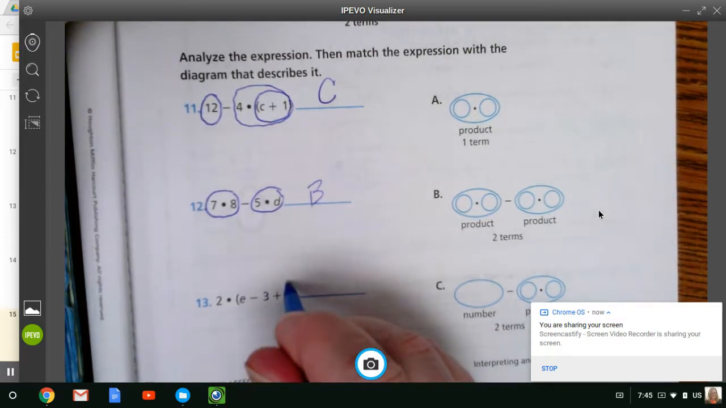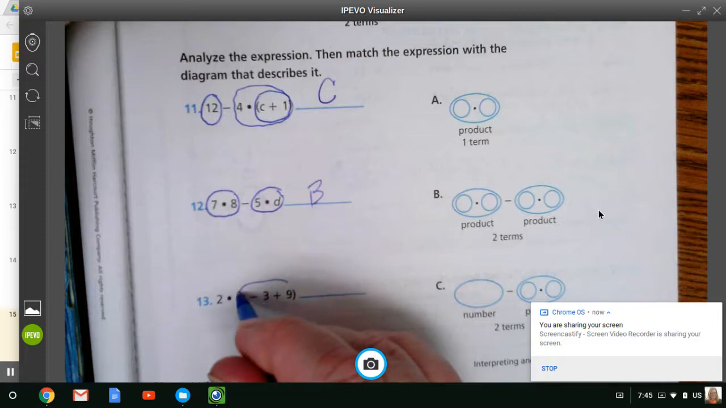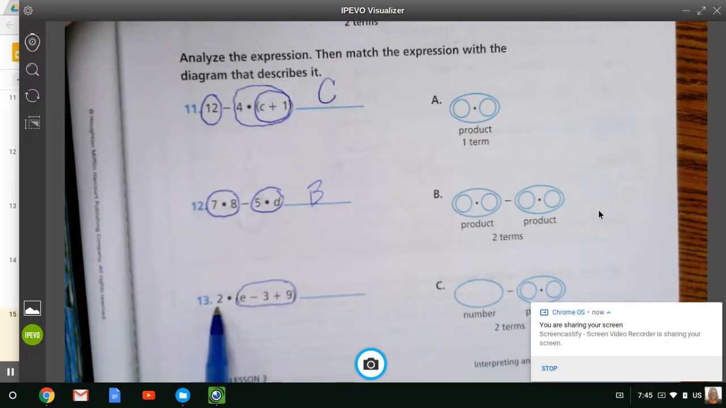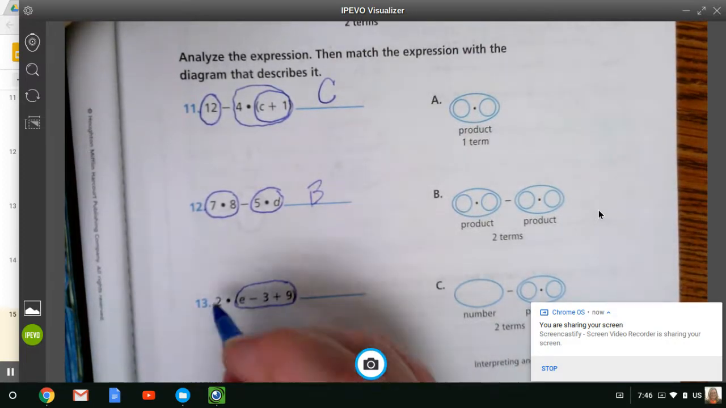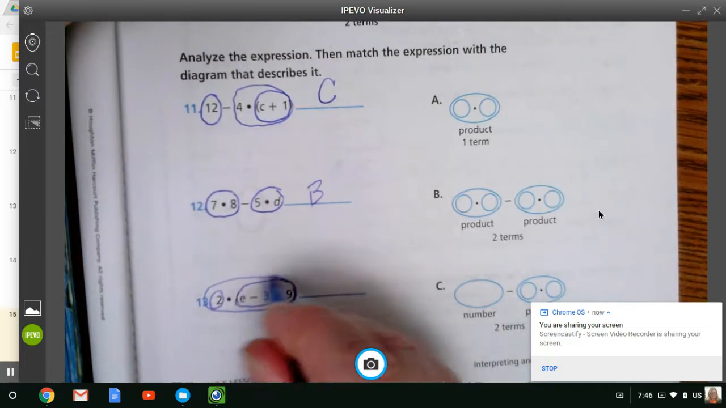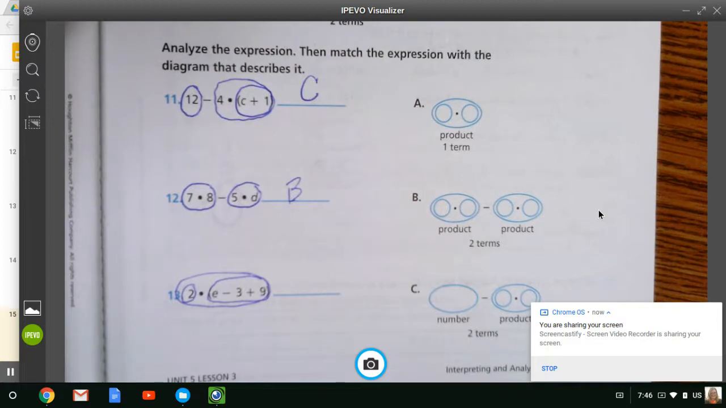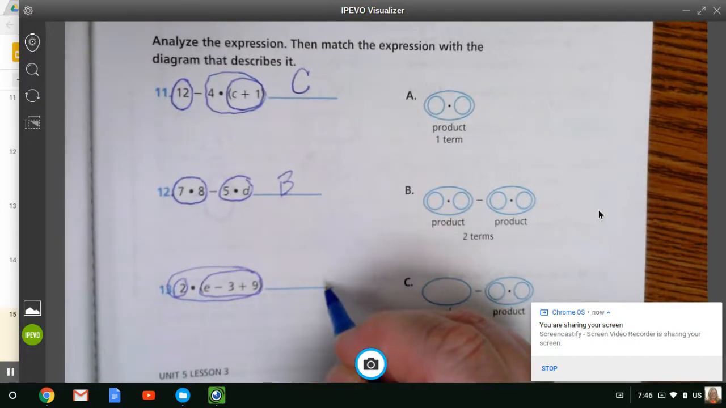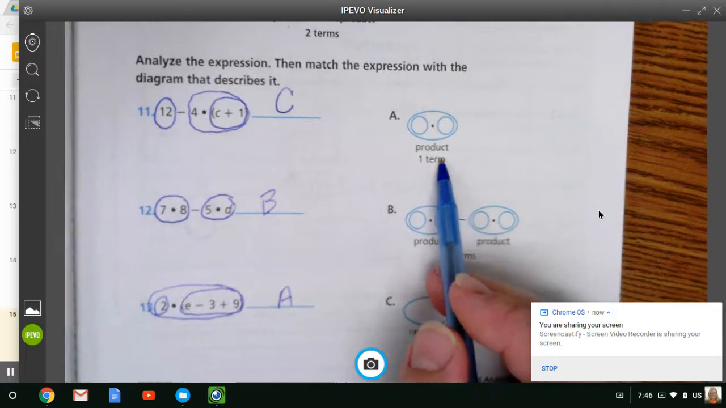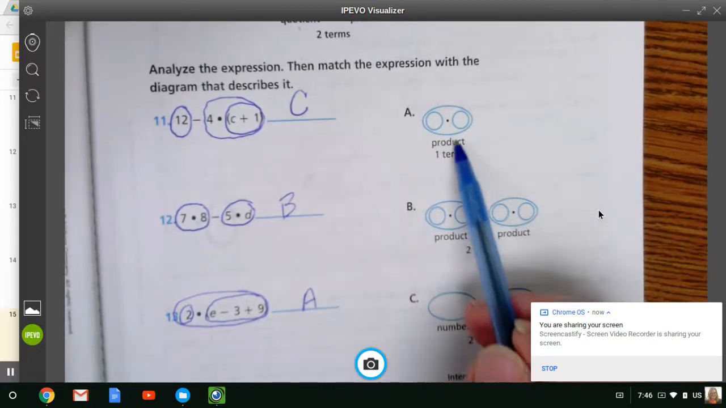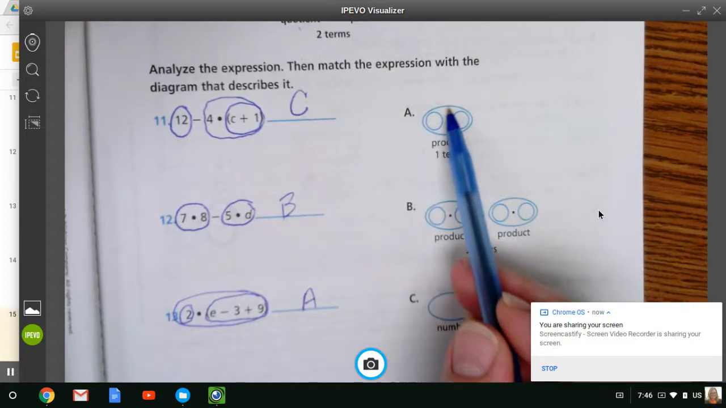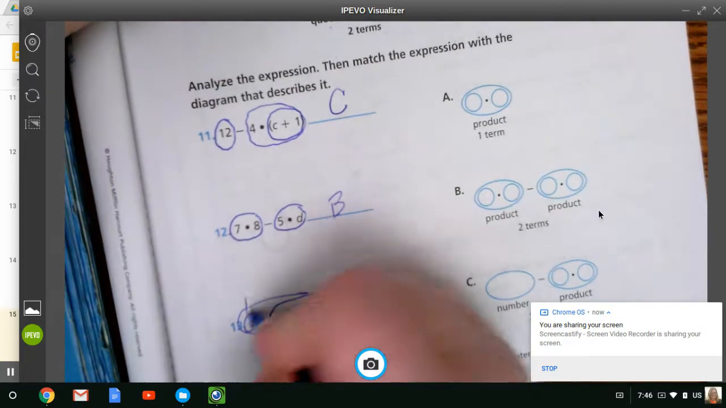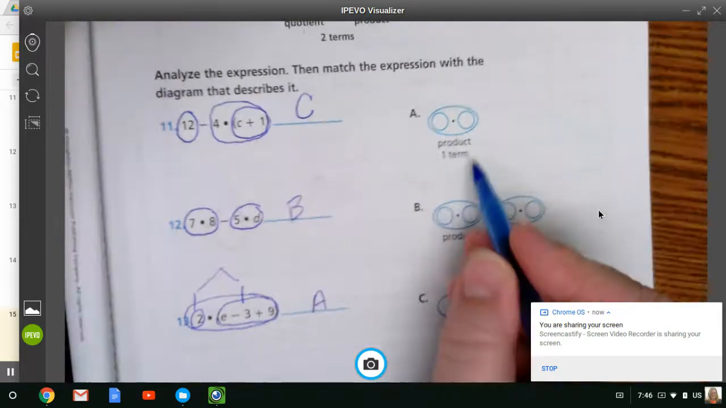Number 13, I see parentheses. So this part here would get circled. I don't see any powers, but I see multiplication here. I have a number by itself, but then I also have this whole thing, because it's 2 times the answer here. This is going to be A. And let's check that. Did we end up with 1 term, a product of something times another? Because see, all of this was 1 chunk. So it's this one times this one. So A should be there.